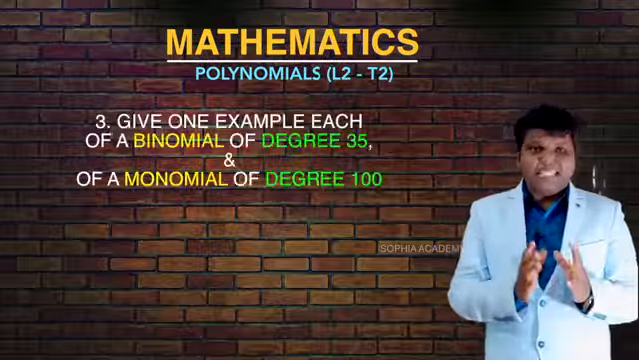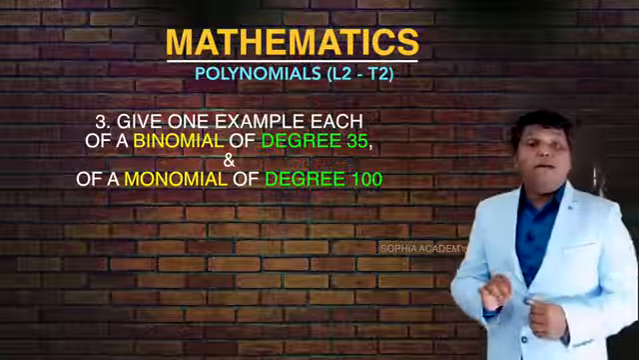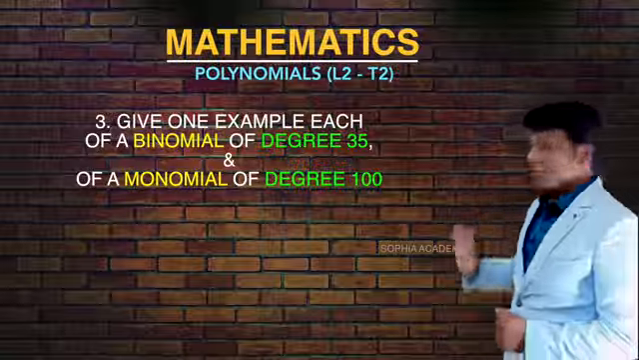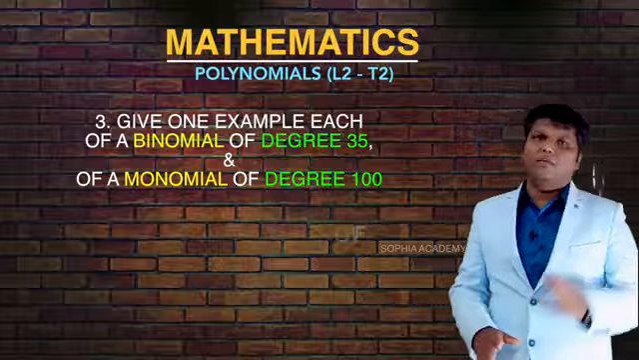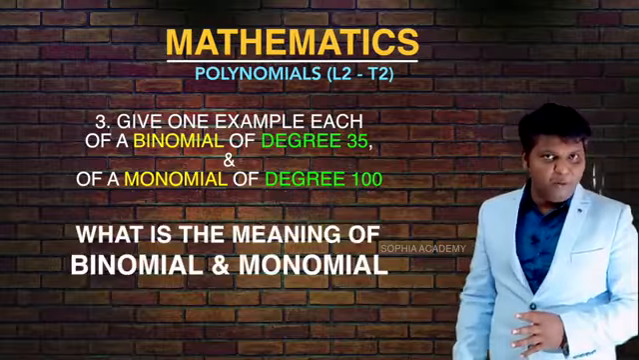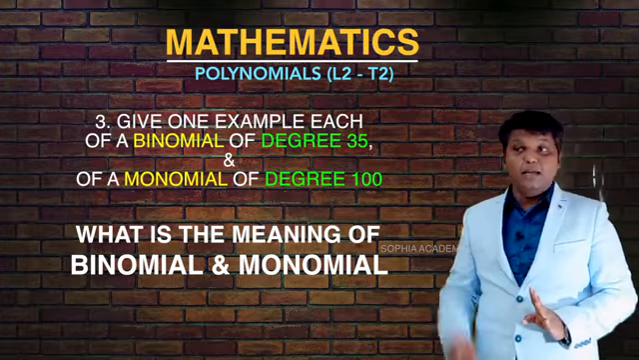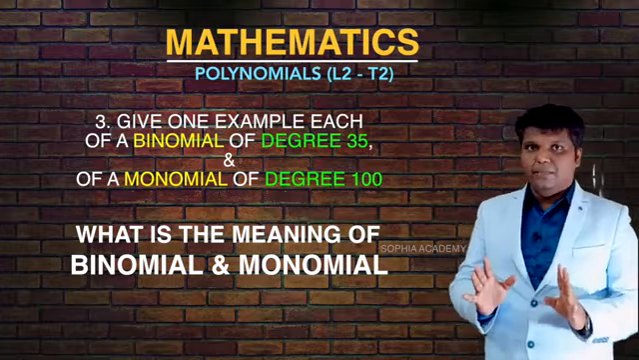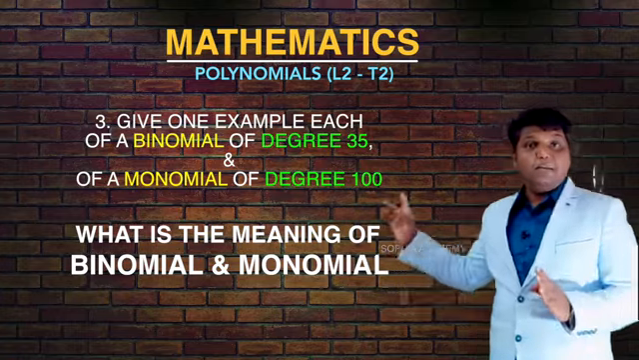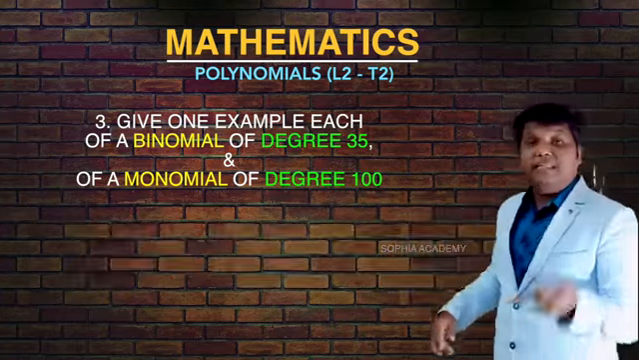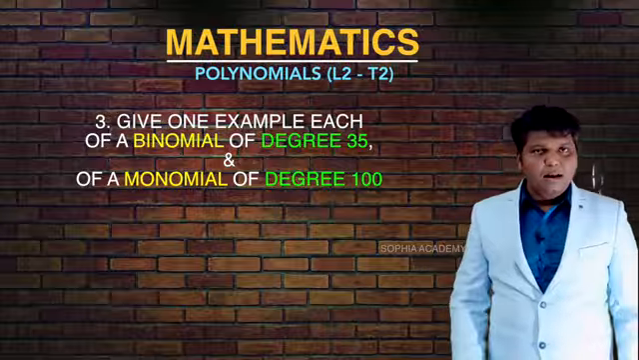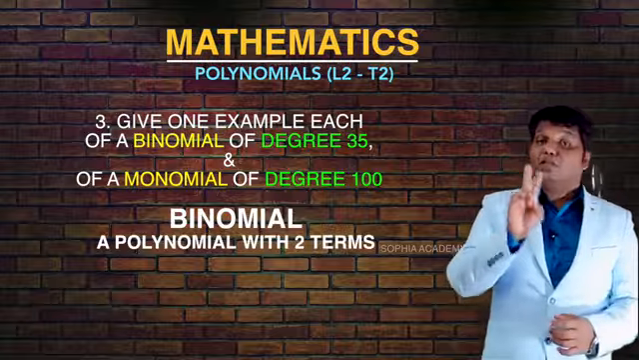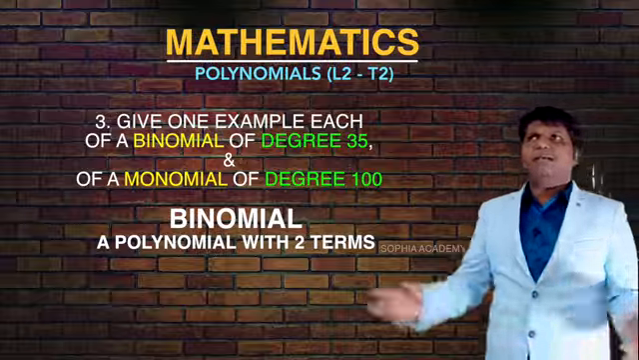Give one example of a binomial of degree 35 and a monomial of degree 100. What does it mean by binomial and what does it mean by monomial? First of all, we have to come to that one. Then only we will go to the part of degree. So what is the first thing? You have to find a binomial with degree 35. What does it mean by binomial? Binomial means a polynomial with two terms.